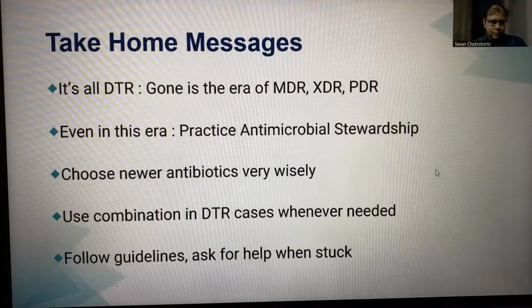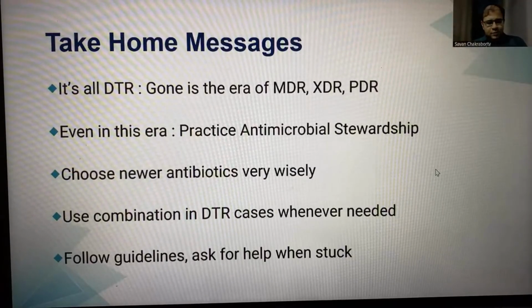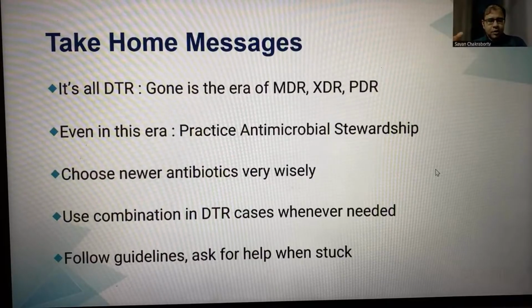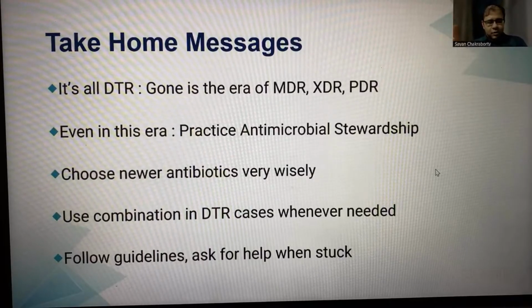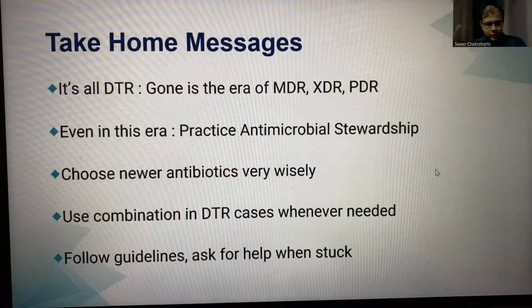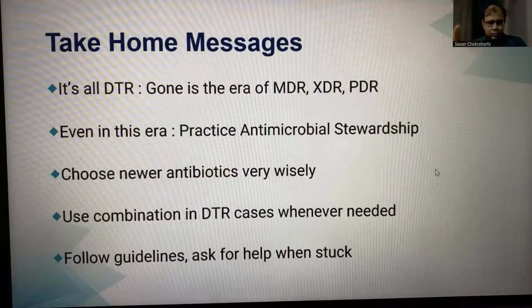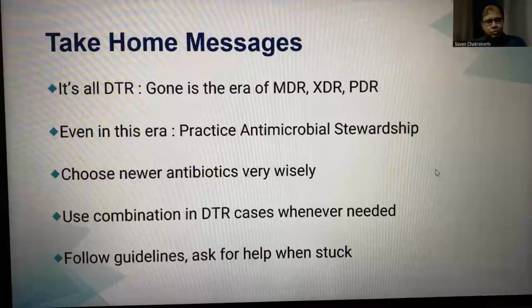And even in this era of so much antimicrobial resistance, we can always practice antimicrobial stewardship. Always think about the patient, always think about the society, and always think about the bacteria that you are treating. Try to find out what the mechanism of resistance is, what organism you are treating, and what the source of infection is. Choose your antibiotics very wisely, and choose the dose and duration also.